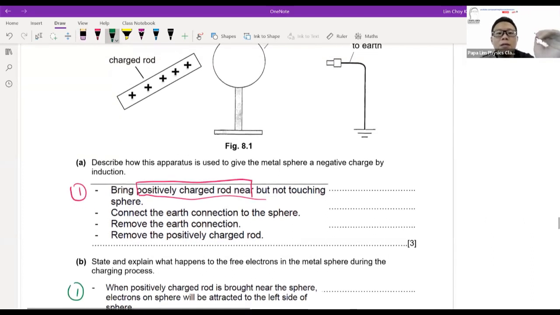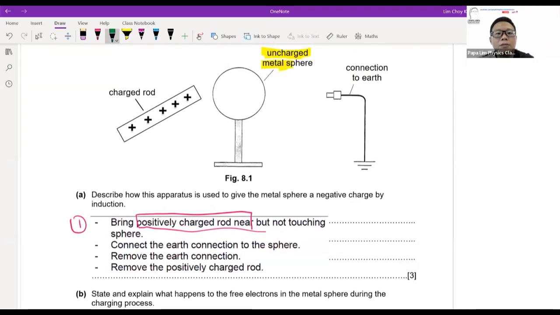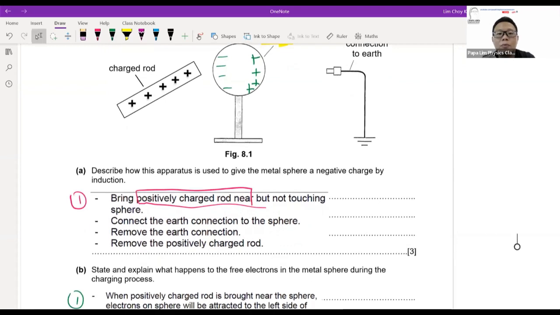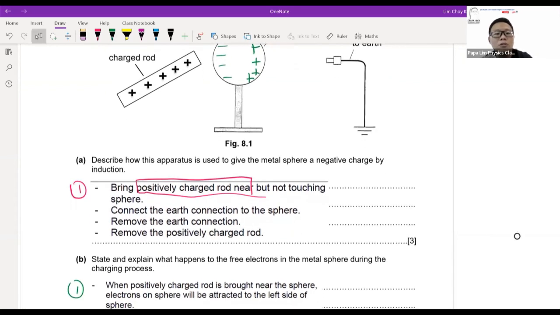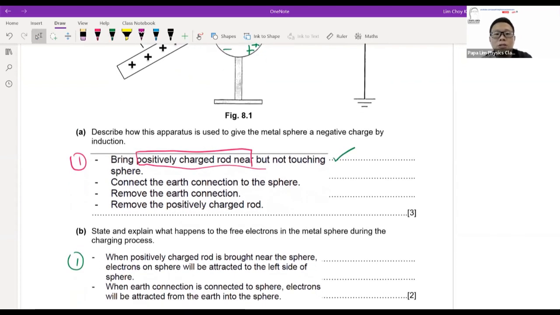The electrons in the sphere will be attracted to the left side of the sphere, because opposite charges attract. As a result, the negative charge is on the left side, and what you are left with is the positive charge on the right side. This is what we have in the first step. When you bring the positive rod nearer to the sphere but not touching, the charges on the metal sphere will redistribute themselves, such that the negative charges are on the left and the positive charges on the right, because unlike charges attract.